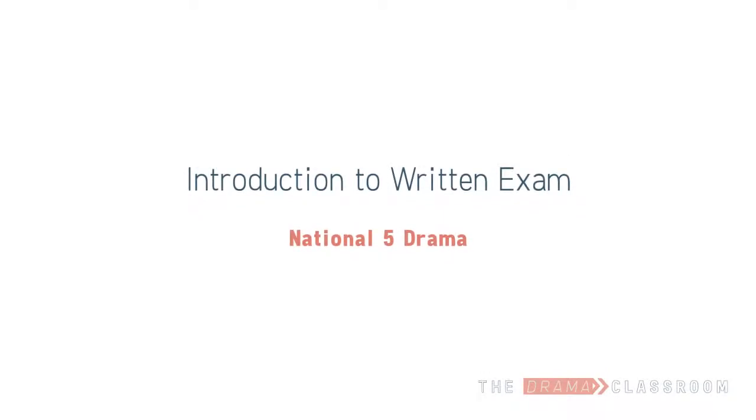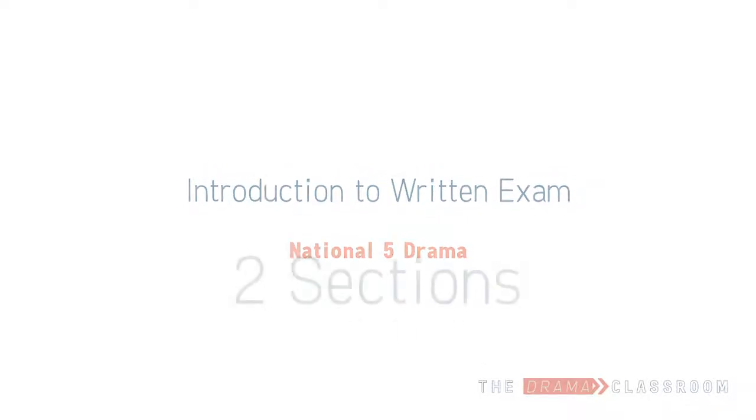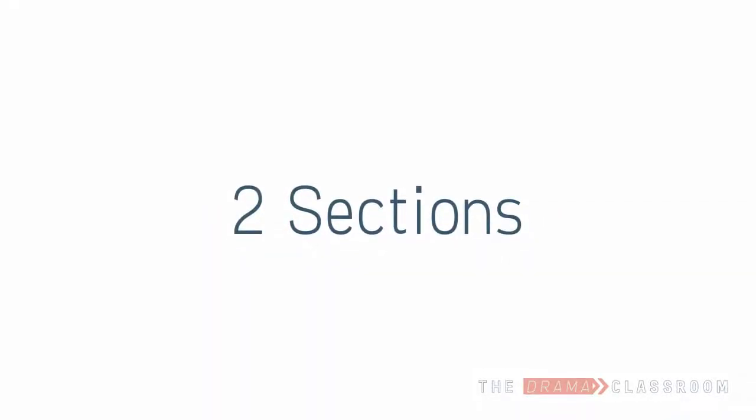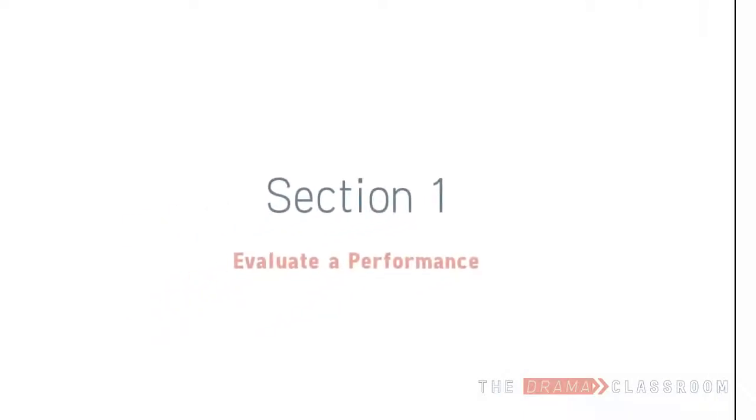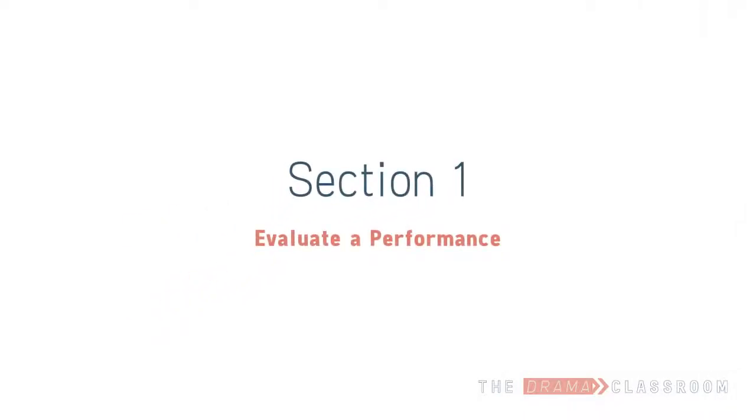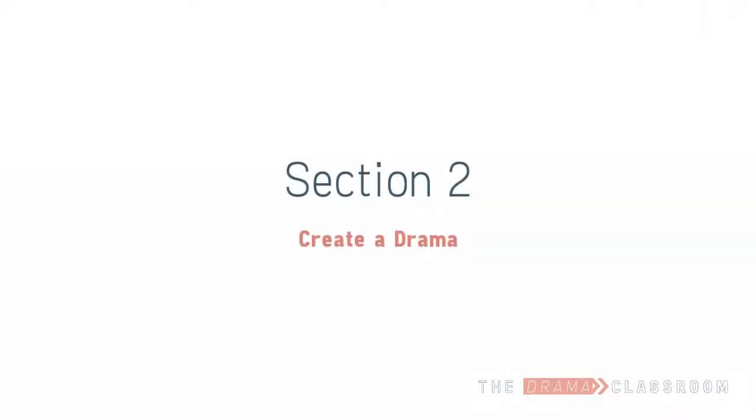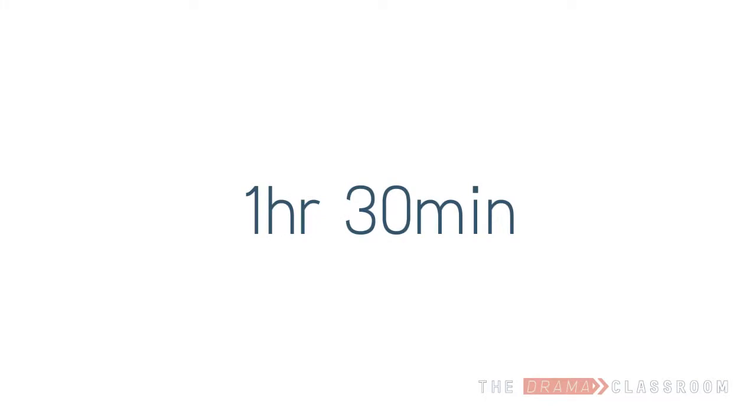In this video, we're going to be learning a little bit about the National 5 written exam in drama. Now, there are two sections to the National 5 written exam. Section 1 is evaluate a performance, and Section 2 is to respond to stimuli to create a drama. And you will have an hour and a half to complete this written paper.